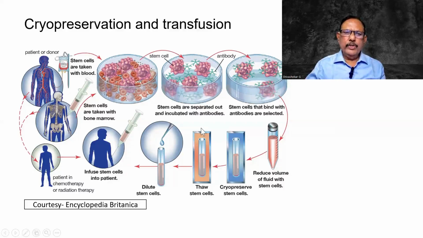And before transfusion, it is being thawed or brought back to temperature, conditioned, and diluted. Finally, you find that the diluted sample is being transfused into the patient. Also, in some cases, the patient can happen to be a donor who happens to be suffering from a malignancy. So there is a drain, and finally his blood itself is being transfused.